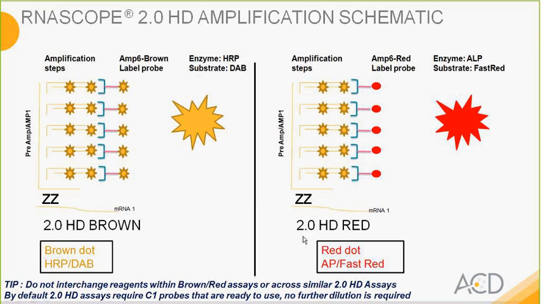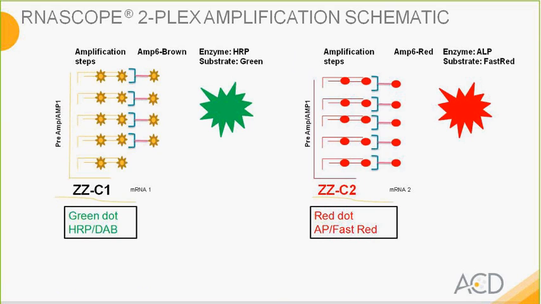The next is 2.0 Red, which utilizes alkaline phosphatase. As in this schematic, you see the binding of the probe, amplifier, pre-amplifiers, and a resulting red signal that's produced by reaction of alkaline phosphatase and fast red. It's important to not interchange reagents within each assay or between different assays. By default, for the 2.0 HD systems, the probes come as C1 and do not require any further dilution.